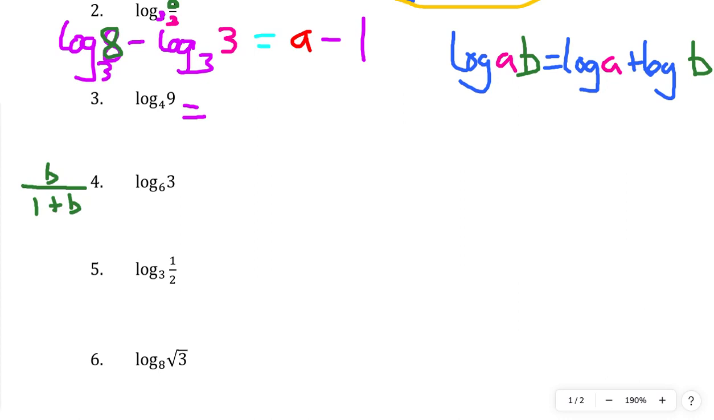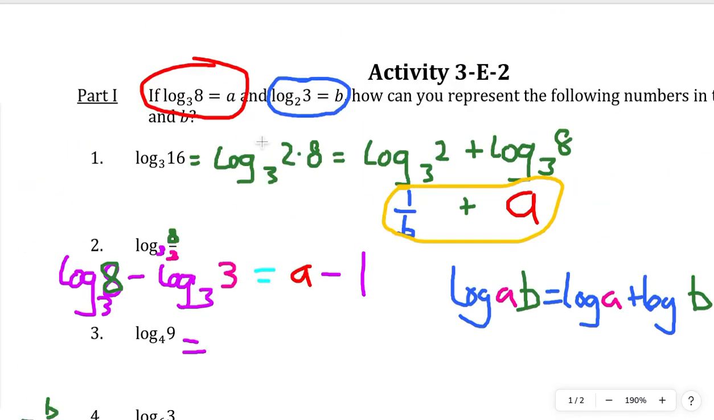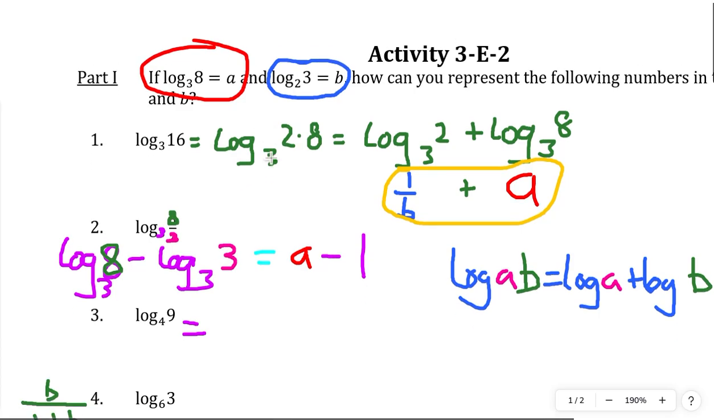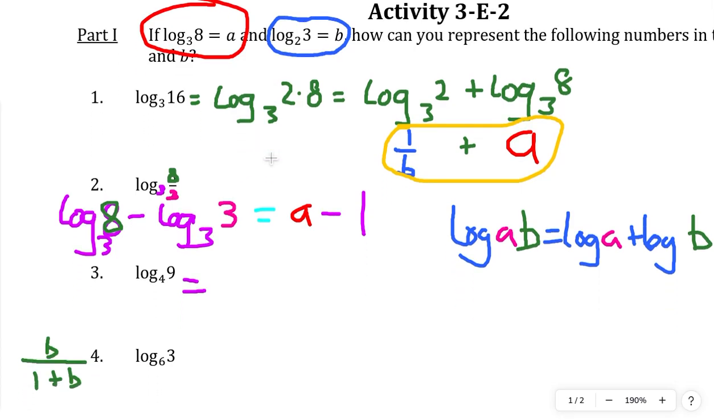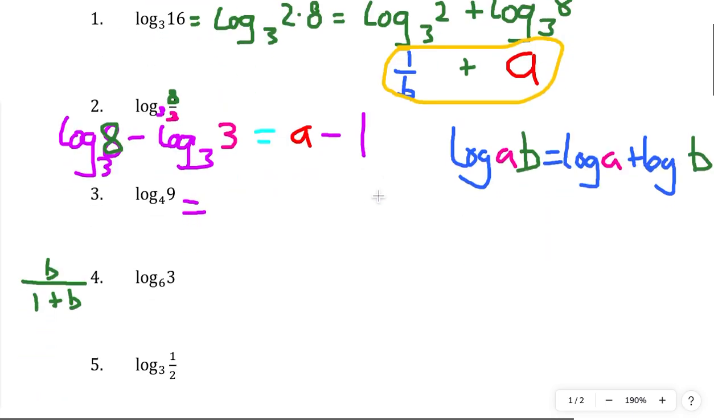My friends, to another live recording of our math class regarding difficult logarithms and how to re-express them according to a given expression. What given expression, you mean? Well, up here at the top we have log 8 base 3 and log 3 base 2, and the first one is A, the other one is B. And so we're going to use that to re-express these logs.